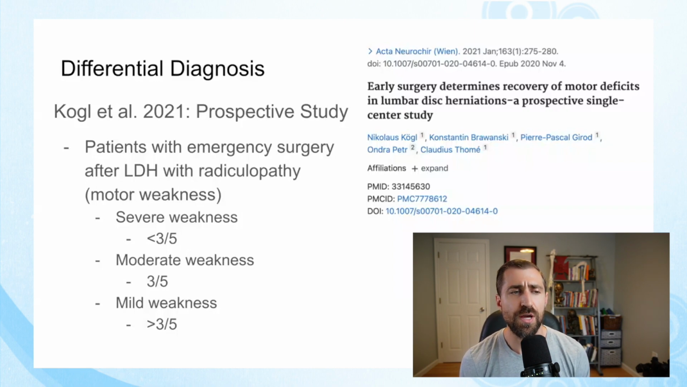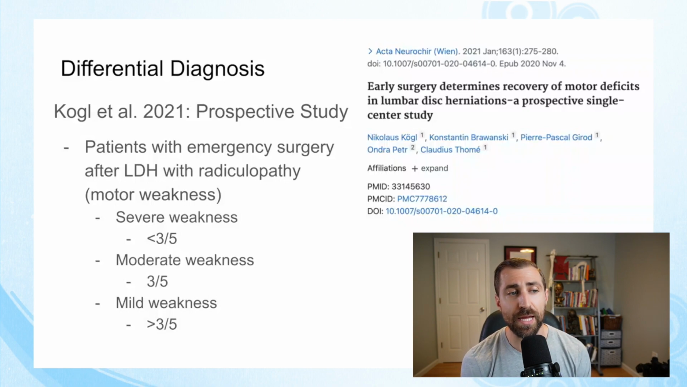So here's what this study did. They basically took patients with emergency surgery after lumbar disc herniation with radiculopathy, right? And they took basically everybody, anyone that had a mild weakness to a severe. The way they classified severe versus mild versus moderate was that a severe weakness was less than 3 out of 5, right?